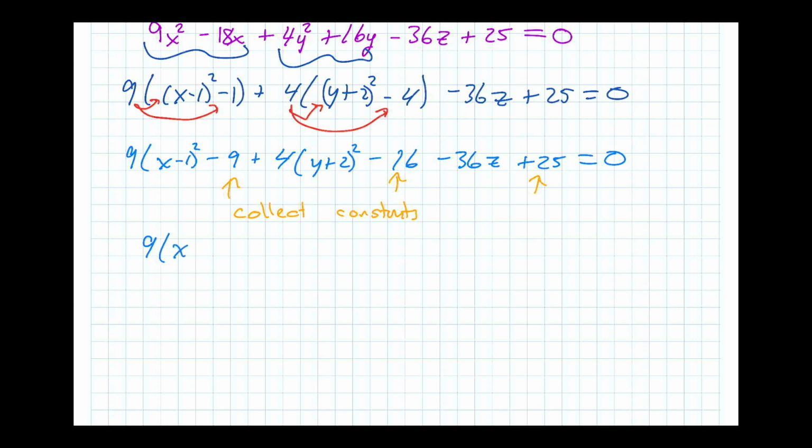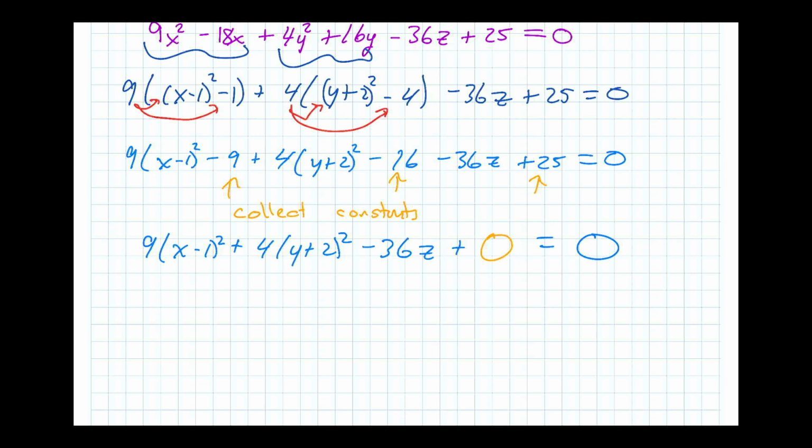So we get 9 x minus 1 squared. I'm not going to write the minus 9. 4 y plus 2 squared minus 36z. And then what do I get for the constants? So I just underlined them all. We have a negative 9, a negative 16. That's negative 25. Negative 25 plus 25, they actually all add up to 0. Equals 0. So we have this.